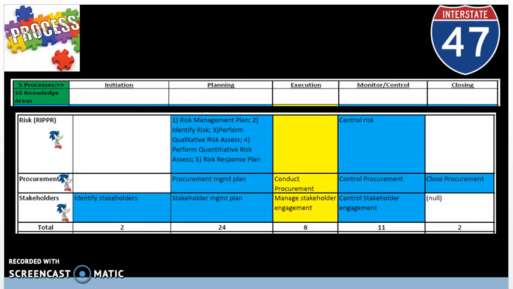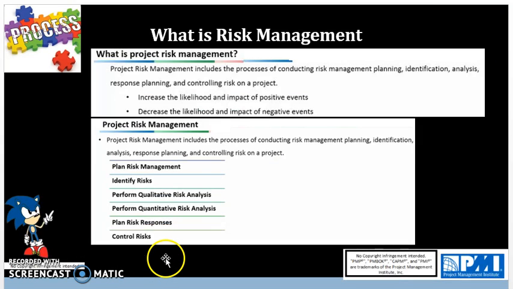So in general, risk management is the essence where we are including processes of conducting risk management planning, identification, analysis, response planning, and controlling risk on a project. Like we just said, we need to increase the likelihood and impact of positive events or risks such as opportunities, and decrease the likelihood and impact of negative risks or threats.